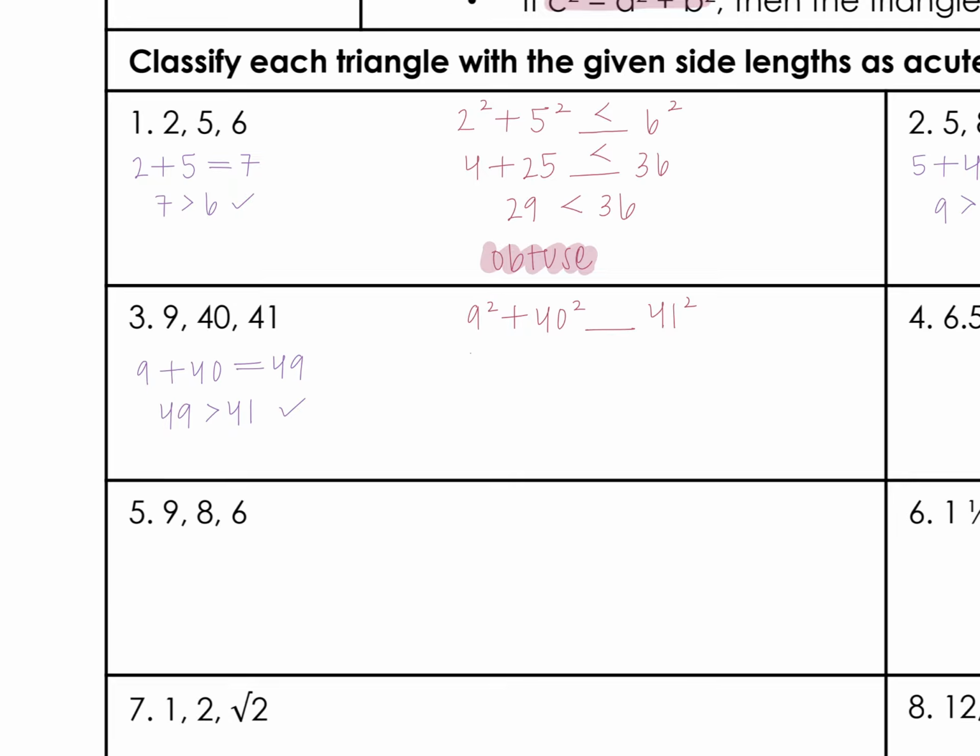So 9 squared gives me 81. 40 squared gives me 1,600. And then 41 squared gives me 1,681. Okay, so adding these together, I'm going to get 1,681, which is equal to that 41 squared that I got. So therefore, this is a right triangle.